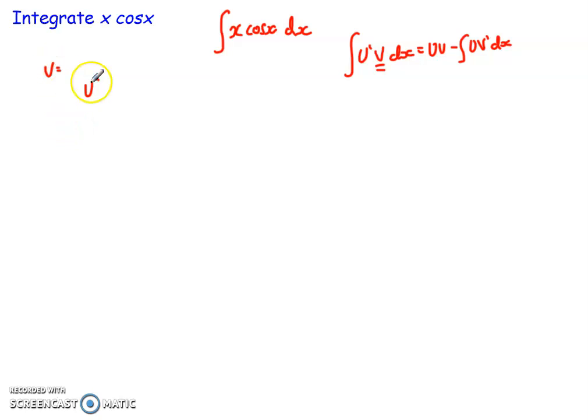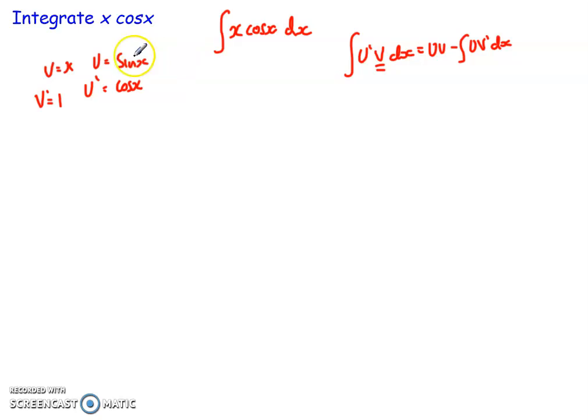So I have to select the v and the u dashed, and then from that I have to calculate the u, and I have to calculate the v dashed. In this case, as I've mentioned, I'm going to choose v equal to x, so that means my derivative v dashed is 1, and I'm going to choose my derivative u dashed to be cos x, and when I integrate that, I get my original function is sin x.